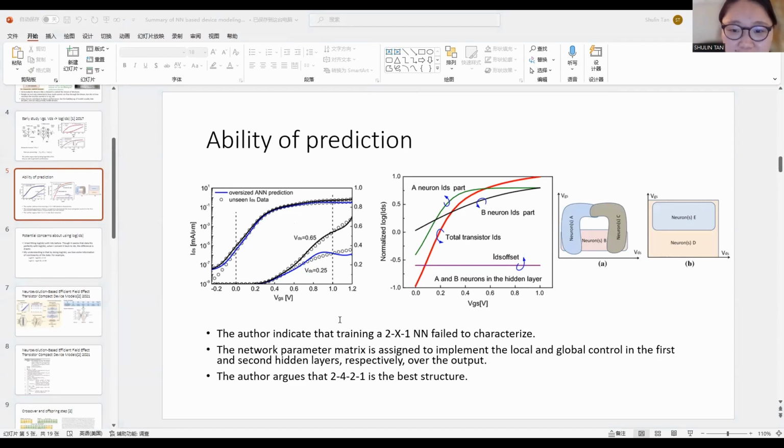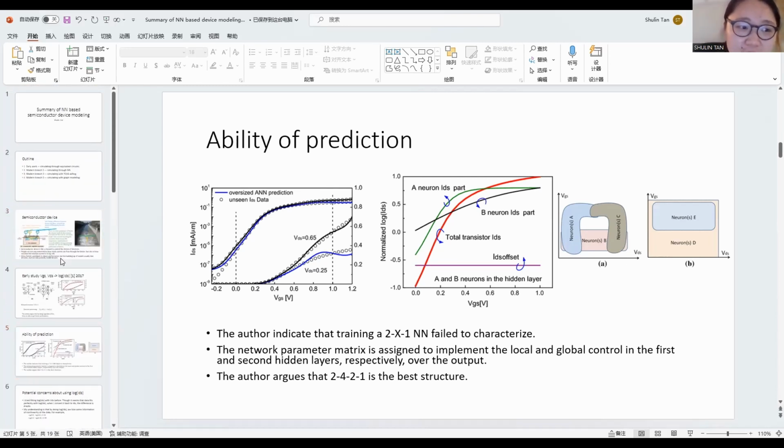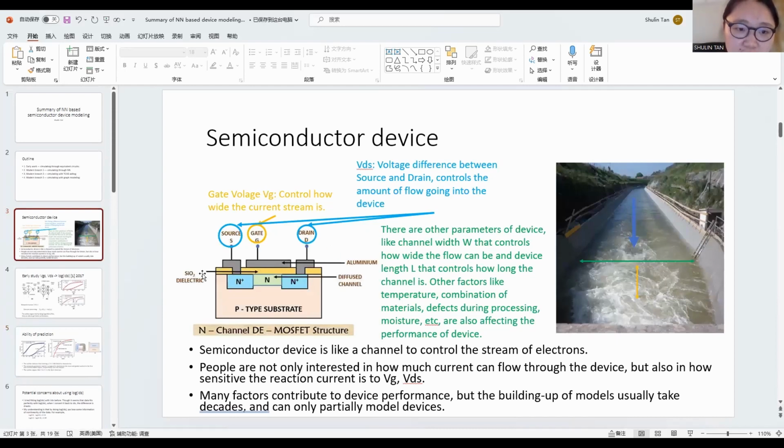I can think of two advantages of using neural networks for semiconductor design modeling. The area of semiconductor modeling has been going on for at least 30 years, but the process is very hard. It's actually very hard to build up models for this.